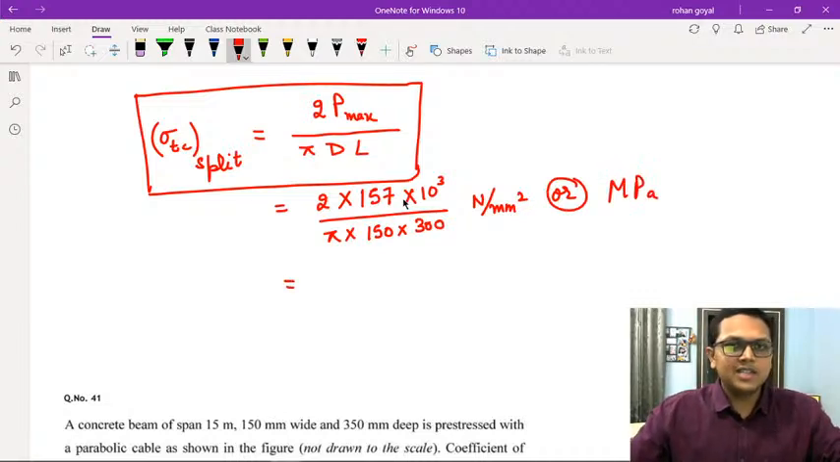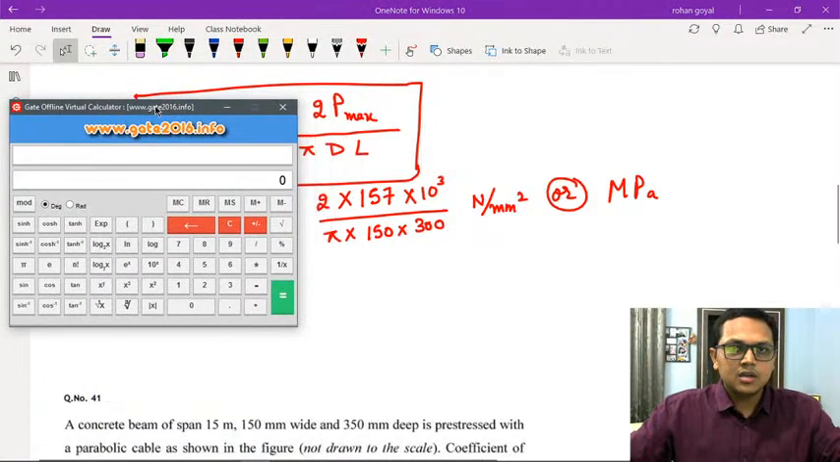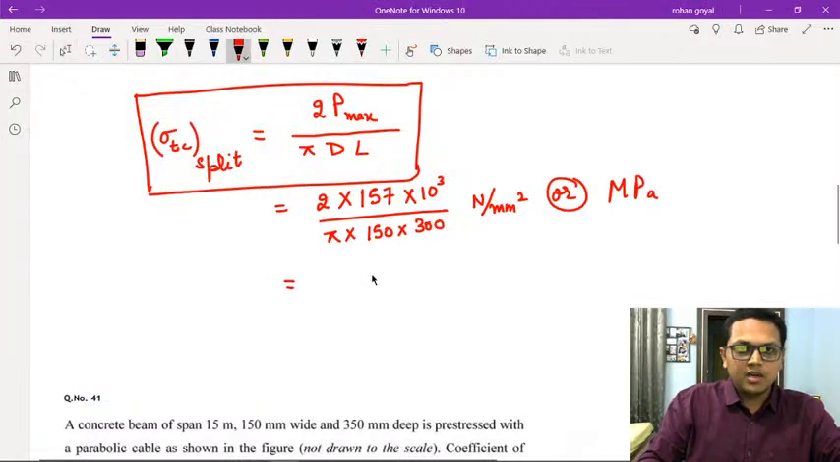So the split tensile strength we can calculate using this formula. It will be 2 multiplied by 157 into 10 to the power 3 divided by pi divided by 150 divided by 300. So the answer comes out to be 2.22109. So we can say 2.2211 megapascal.